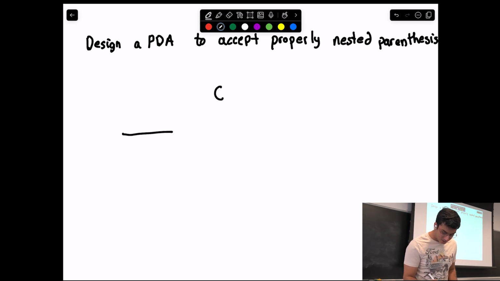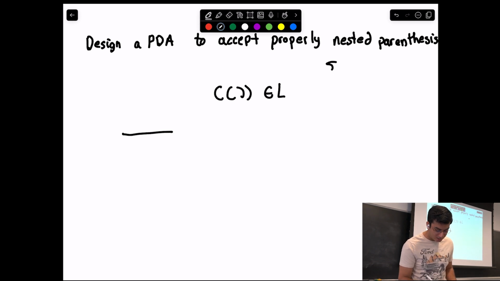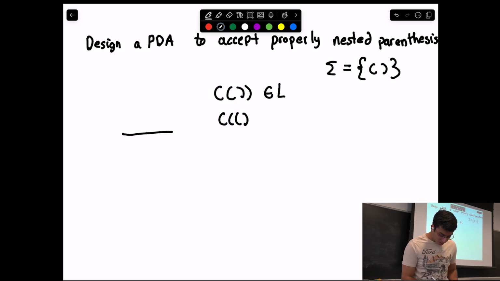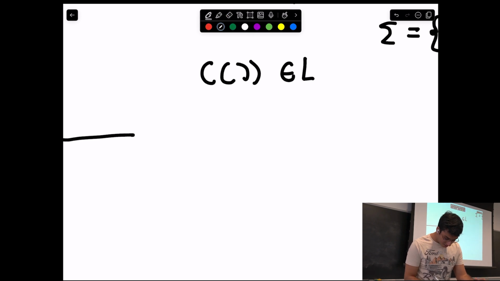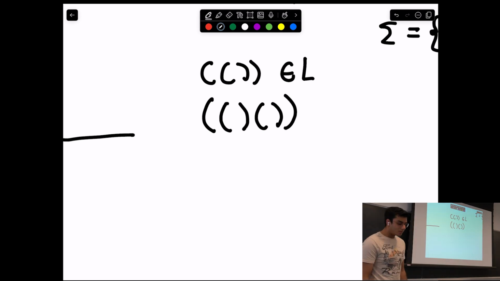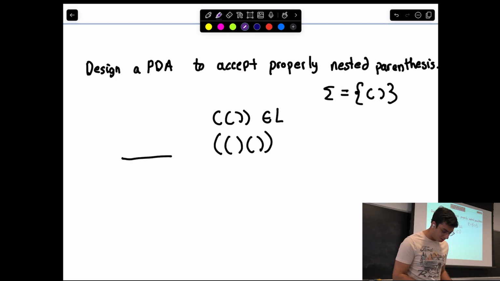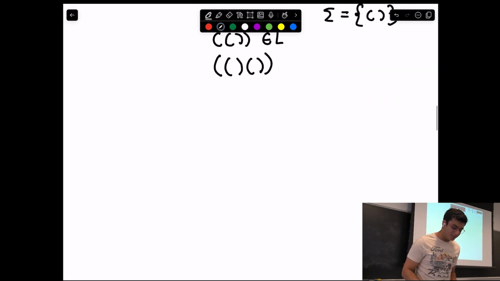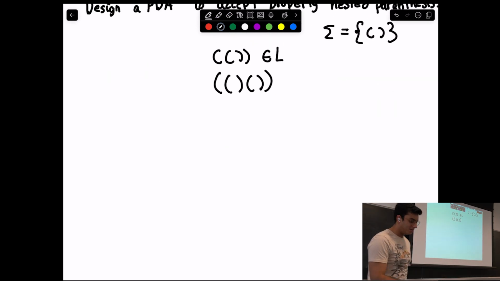So, like this is in the language, right? My character set is now this set of open parentheses and closed parentheses. This is in the language. So does anyone think we can design a PDA to do this? How would you go about designing a PDA to do this?